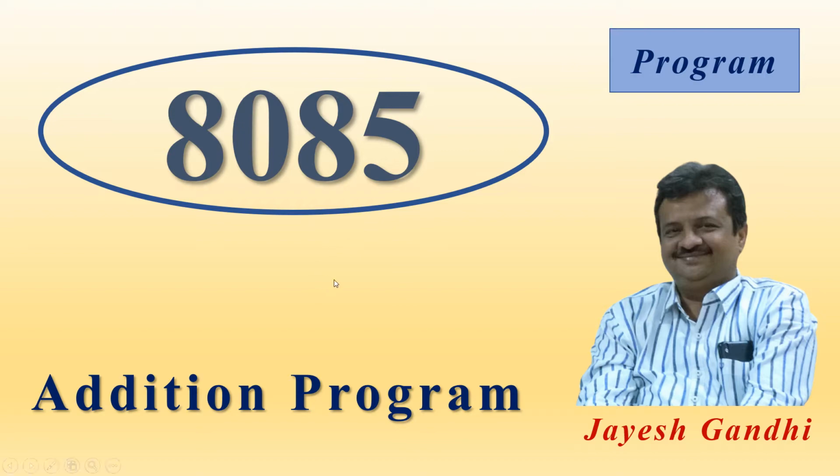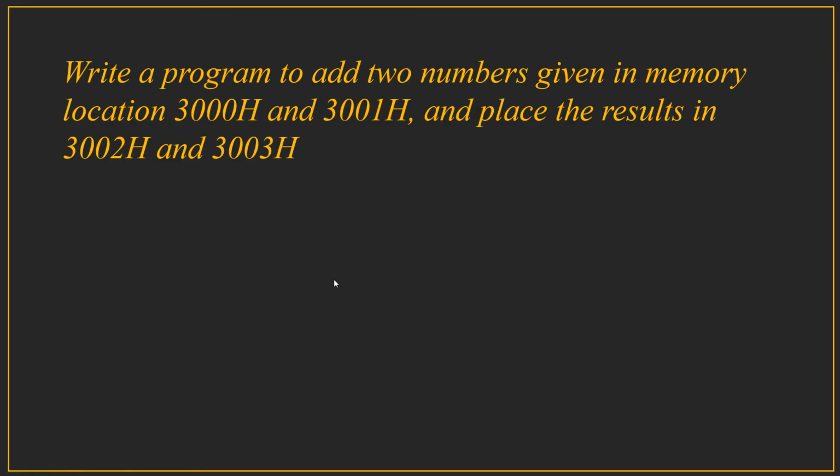First of all, we will have the problem definition. Write a program to add two numbers given in memory location 3000 and 3001 and place the result in 3002 and 3003. So now you must be surprised that why 2 bytes are required for an 8-bit addition. If you add two 8-bit numbers, then the result should be 8-bit. Why 2 bytes are required?